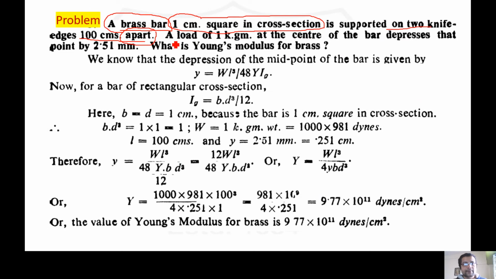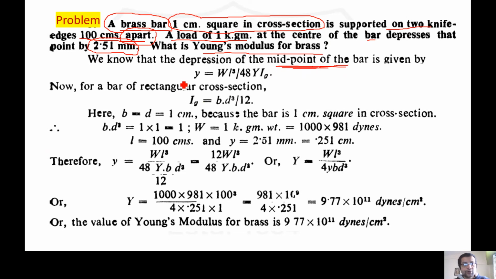You apply a load of 1 kg gram at the center of the bar. This 1 kg gram means 1 kilogram, and the bar depresses by 2.51 millimeter. That is the depression value you have. What is the Young's modulus of the bar? So for the solution, the depression is at the midpoint of the bar, and we already derived the formula for the depression produced.